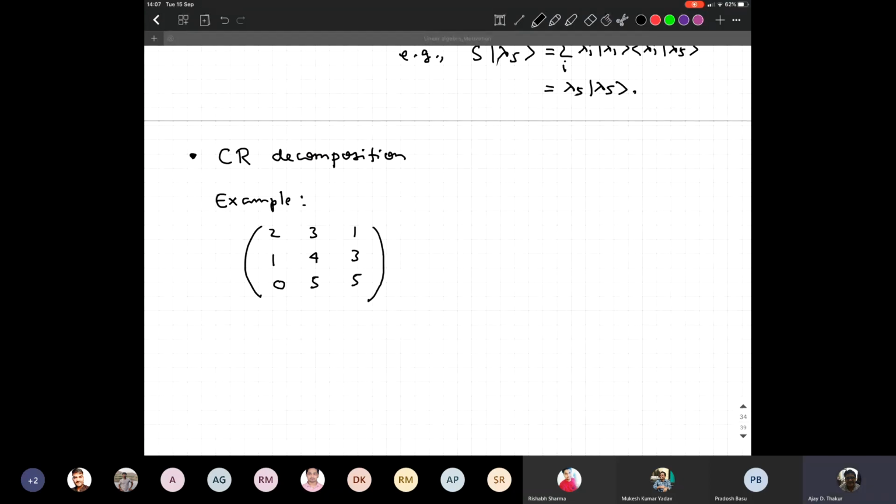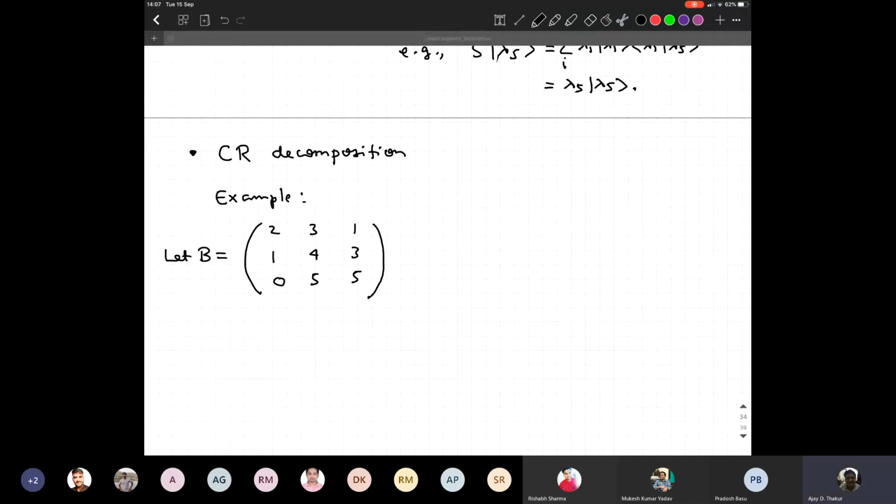I would expect everyone to observe this matrix carefully and tell me what should be the rank of this matrix. What should be the rank of this matrix? So can I ask Mukesh? Mukesh, can you tell me what should be the rank of this matrix? Mukesh, can you unmute yourself and tell me what is the rank of this matrix?